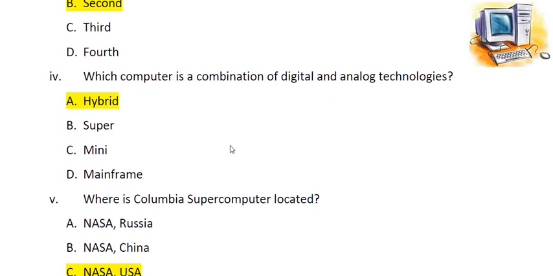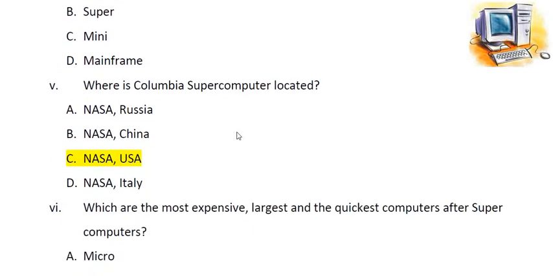Which computer is a combination of digital and analog technologies? That is hybrid. Hybrid computers have got the capabilities, or they are composed of digital as well as analog technologies. That's why they are called hybrid computers. Fifth, where is Columbia supercomputer located? So it is located in NASA, USA.